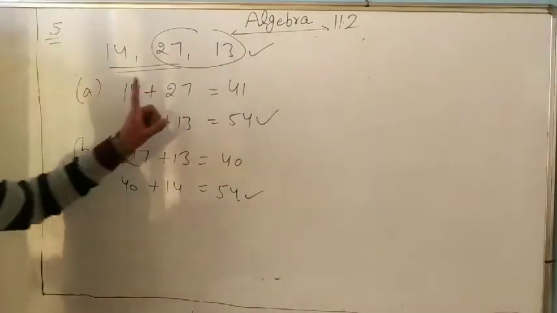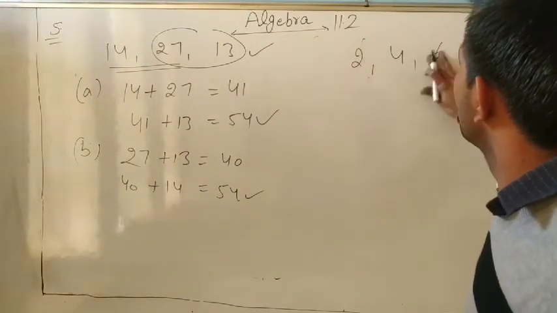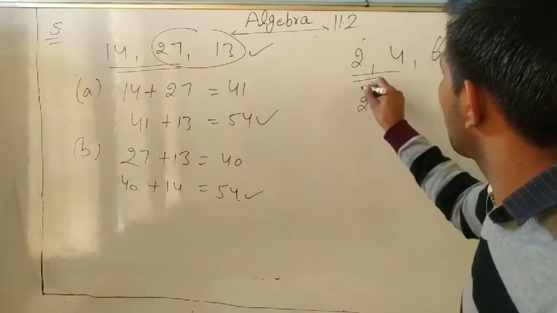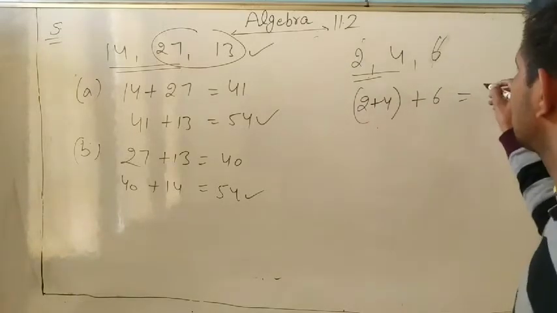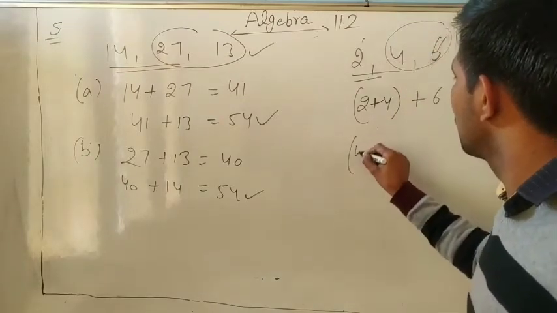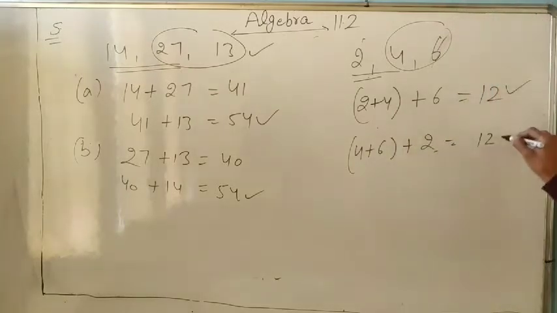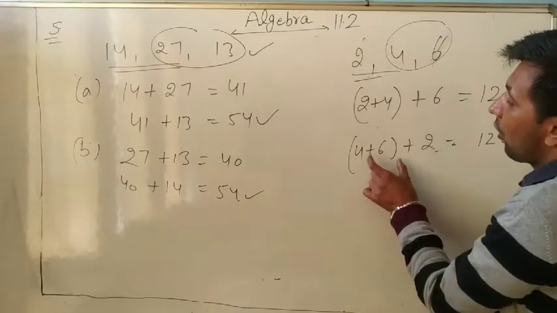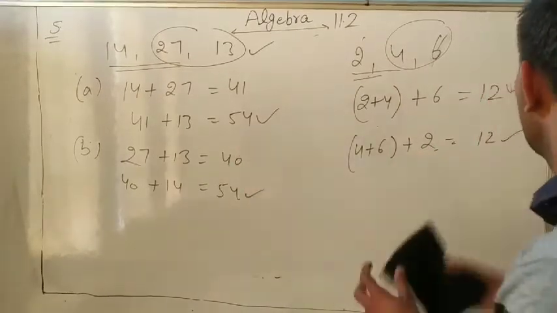This is useful for any 3 numbers. Any 3 numbers you can take, like 2, 4, 6. Either we add the first 2 numbers, 2 plus 4, then we add the third number: 2 plus 4 is 6, 6 plus 6 is 12. Or we add the last 2 numbers, 4 plus 6, and plus 2 is also 12. So both are equal. So we can add either the first 2 numbers then the third number, or the last 2 numbers plus the first number. The answer will be the same.